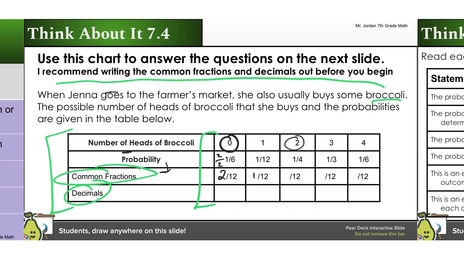So 1/4, we can multiply the top and bottom by 3. So it's going to be 3/12. The probability of getting 3 heads of broccoli is 1/3. Multiply them by 4. So it's 4/12. The probability of getting 4 is 1/6. We saw that over here is 2/12.